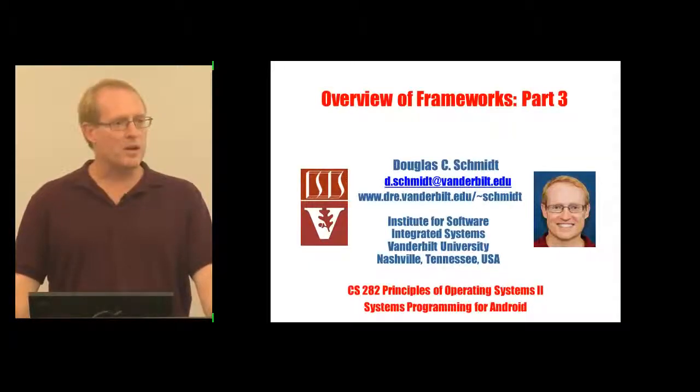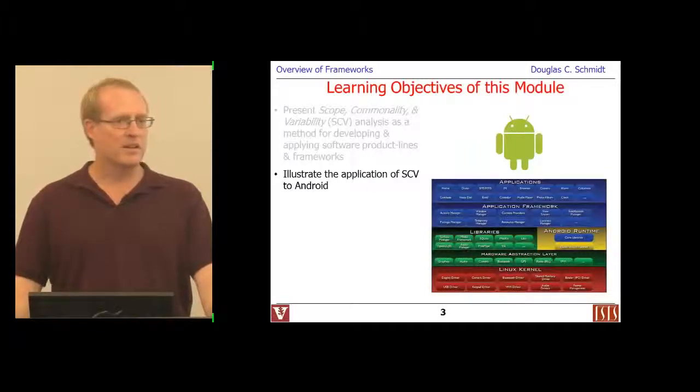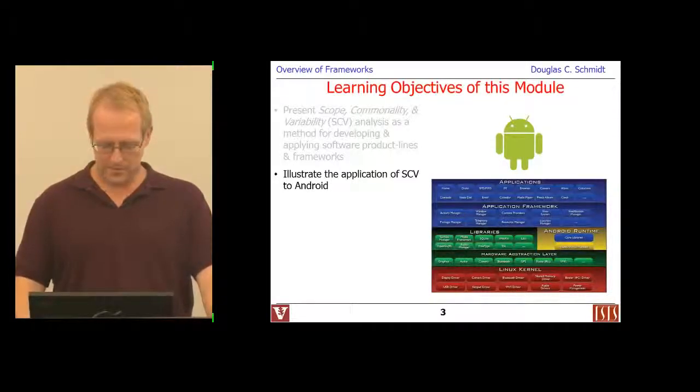So we're going to start off by talking about something called scope, commonality, and variability analysis, which is a method for developing frameworks and other kinds of systematically reusable artifacts. So you'll get a chance to learn about SCV. And then after we talk a bit about SCV as a method, then we'll talk about how you might apply SCV to understand some of the elements that go into the Android architecture. So it's just good to have this overall perspective.